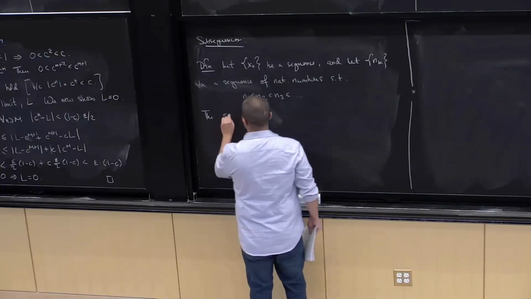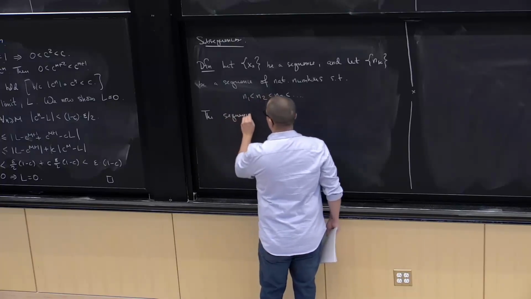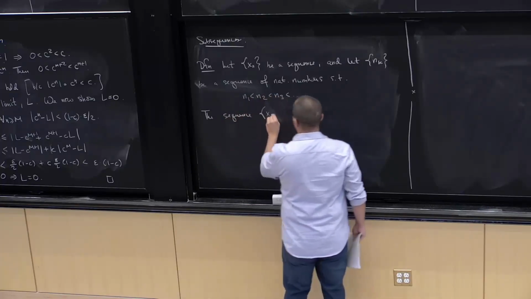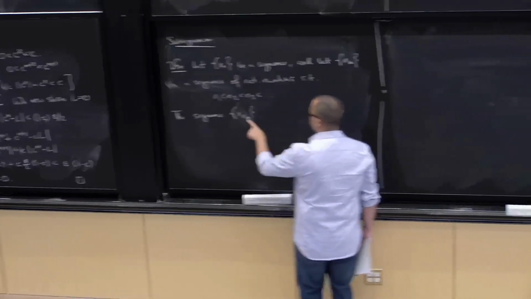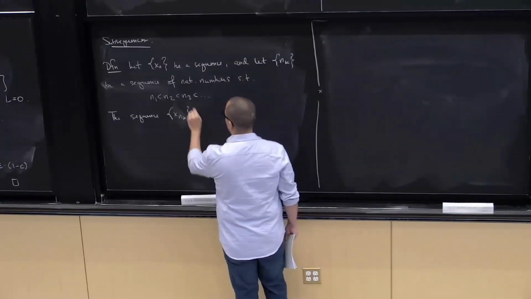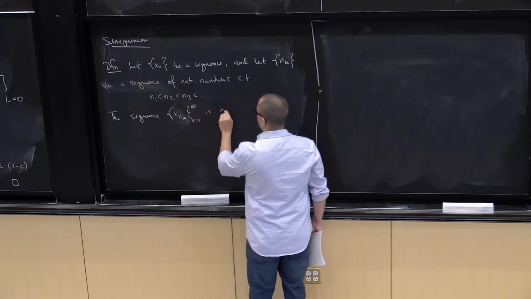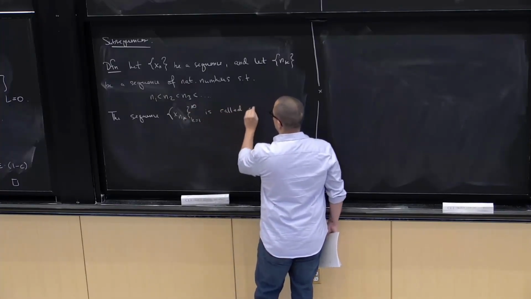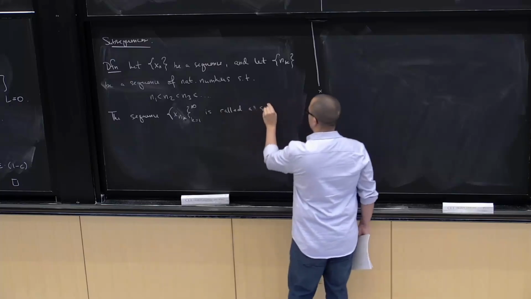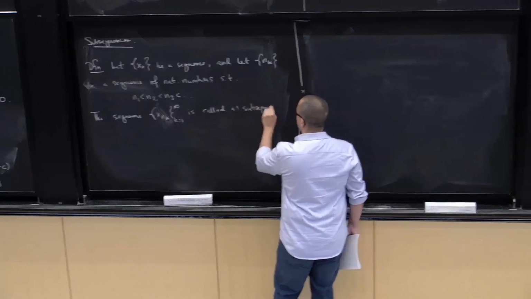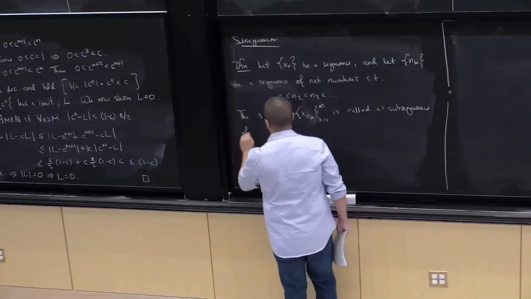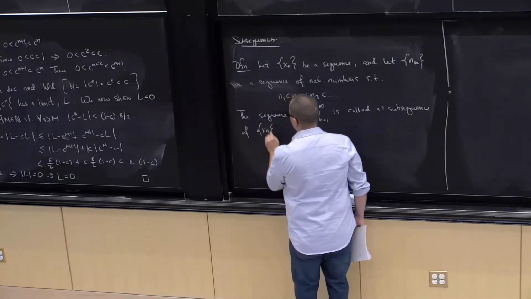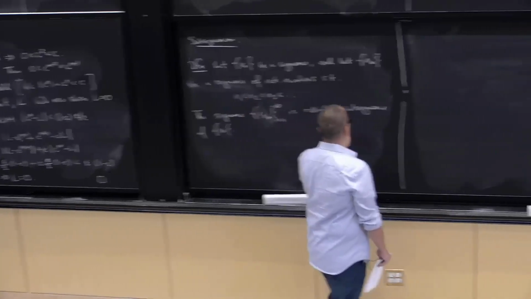The new sequence, x sub n sub k, so now the index is not n, but the index is k, is called a subsequence of the original sequence x sub n.